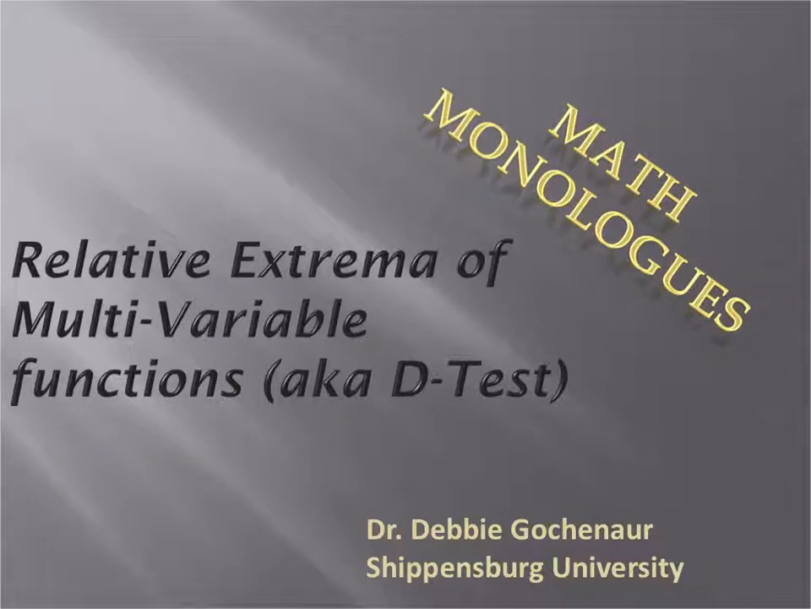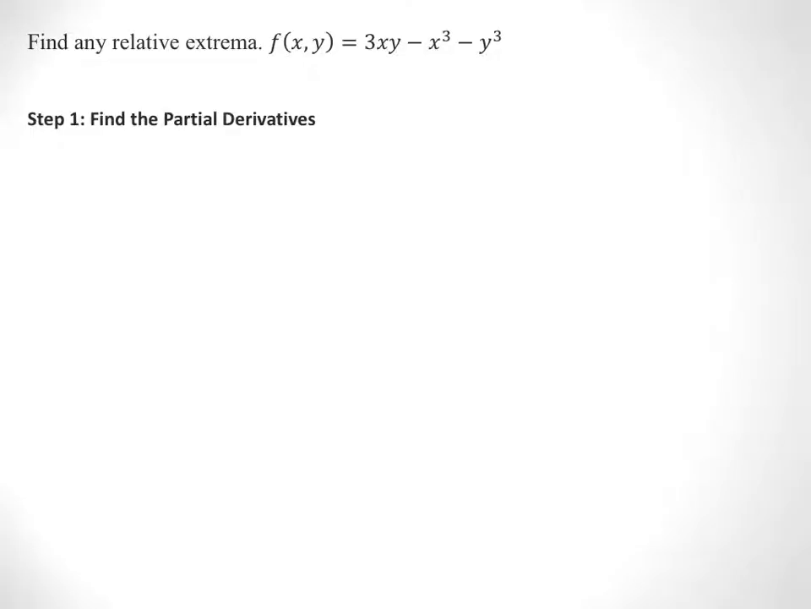Today we're going to take a look at finding relative extrema of multivariable functions. Multivariable meaning f of x comma y, two variables. They can be a and b, r and t, whatever letters you want. And this is what's called using the D-Test.